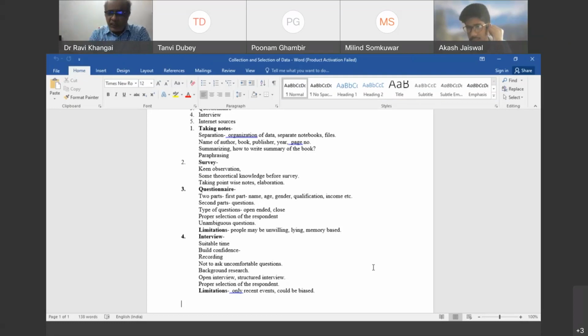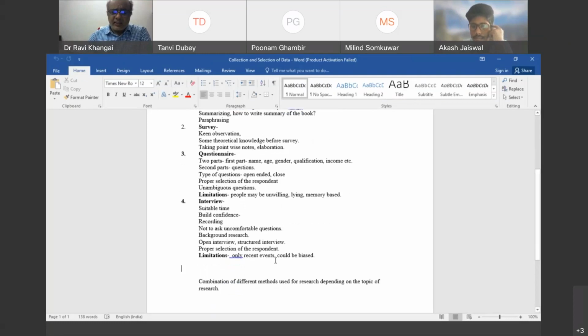Here again, proper selection of respondent, which we have already discussed. And this interview method also has certain limitations. The information that you get from the interview will generally be related to very recent events, and the person who is responding to your question could be biased, not necessarily giving you factual information.